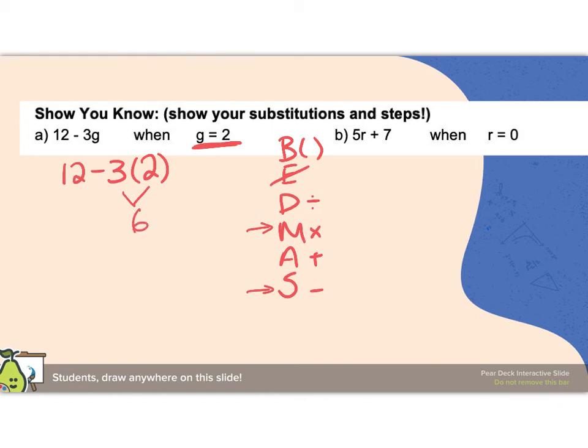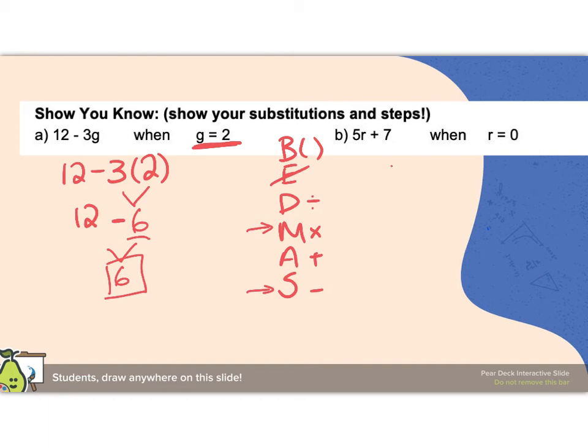And I'm going to copy down everything I didn't use. So over here, I'm going to copy down this minus sign and this 12. Keep in mind I didn't switch any orders. Since the 12 minus was on the left, I also have to copy it down to the left of that 6. Last step, 12 minus 6 is 6. So final answer is 6.